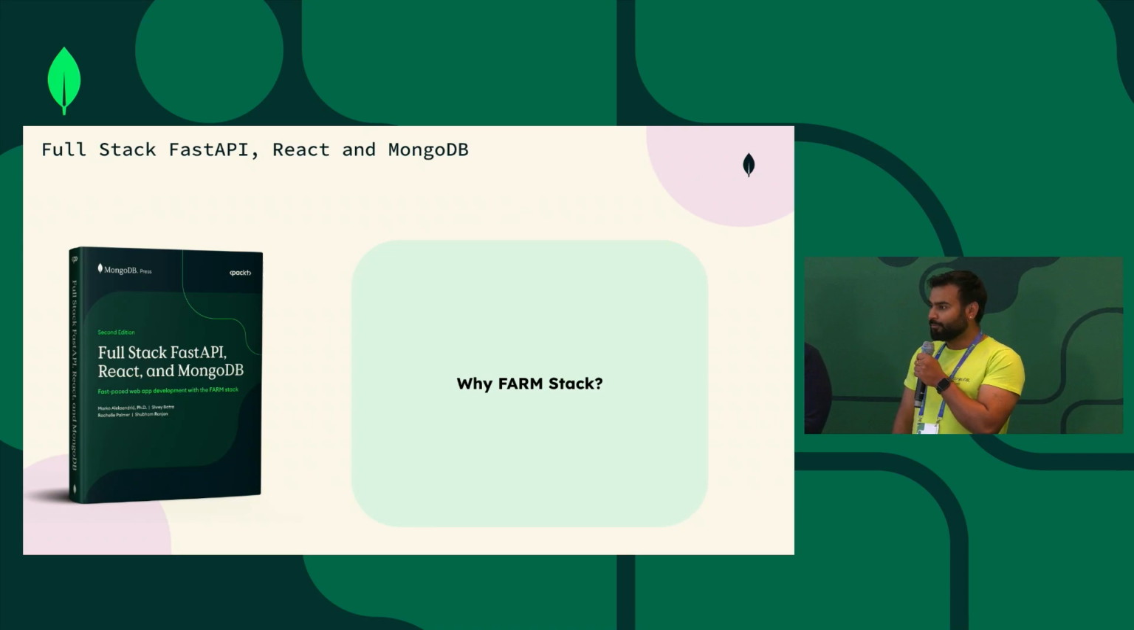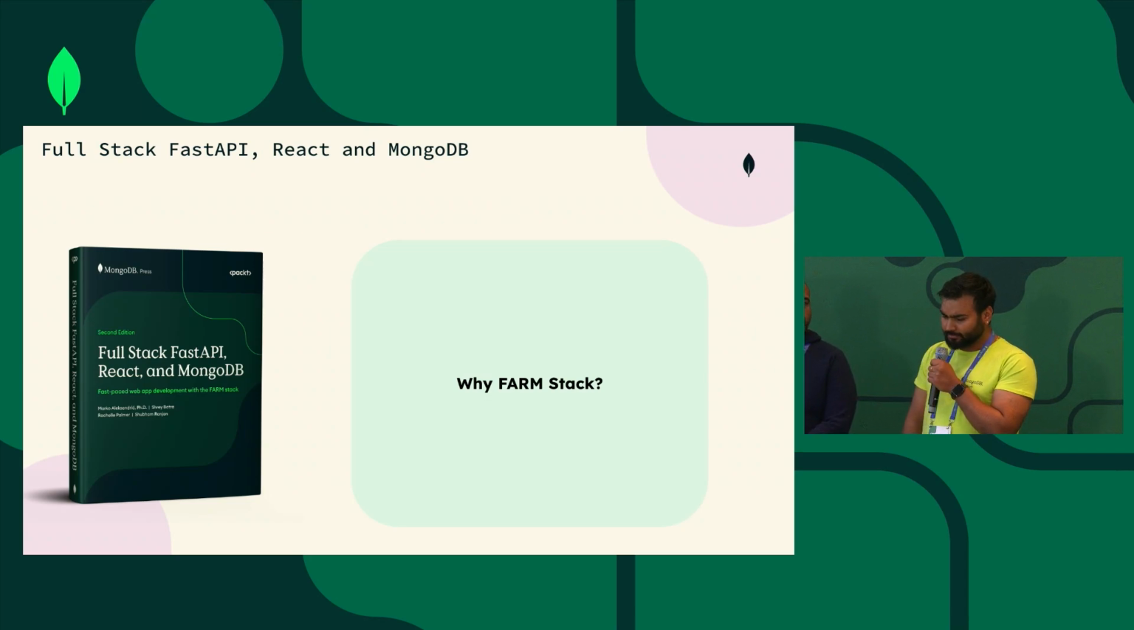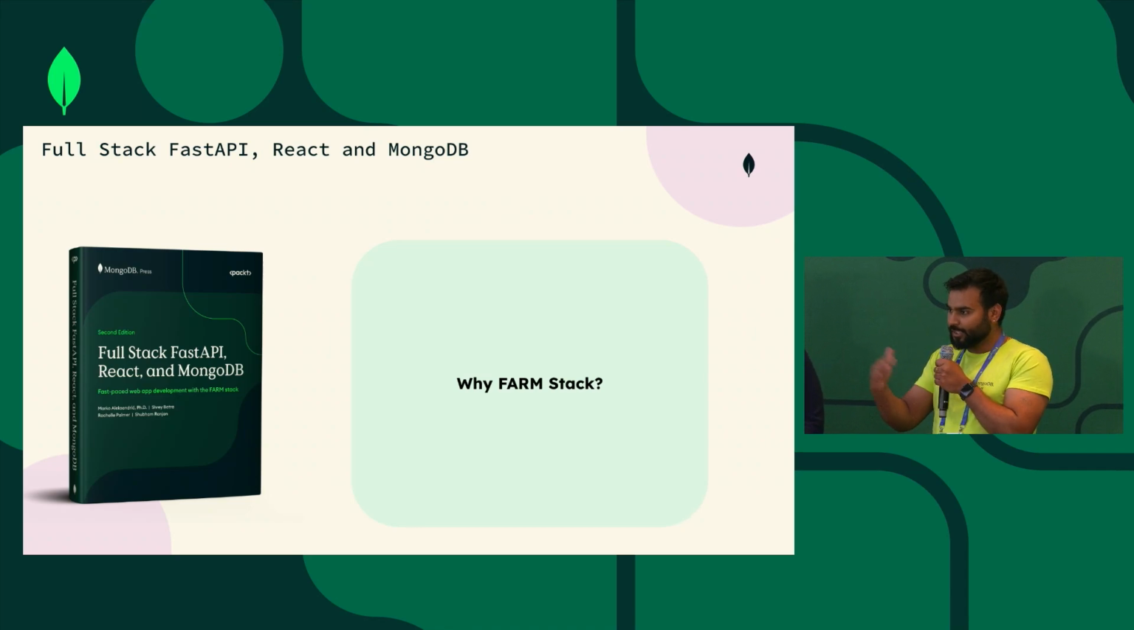So as you know, Python is center stage for everything happening in the AI ML space. So there's a lot of attention on Python. We are also seeing a lot of web applications getting built in Python because you have your whole AI stack layer being developed in Python. Why not build on top of Python as well when it comes to building web applications? So FarmStack consists of FastAPI, React, and MongoDB.